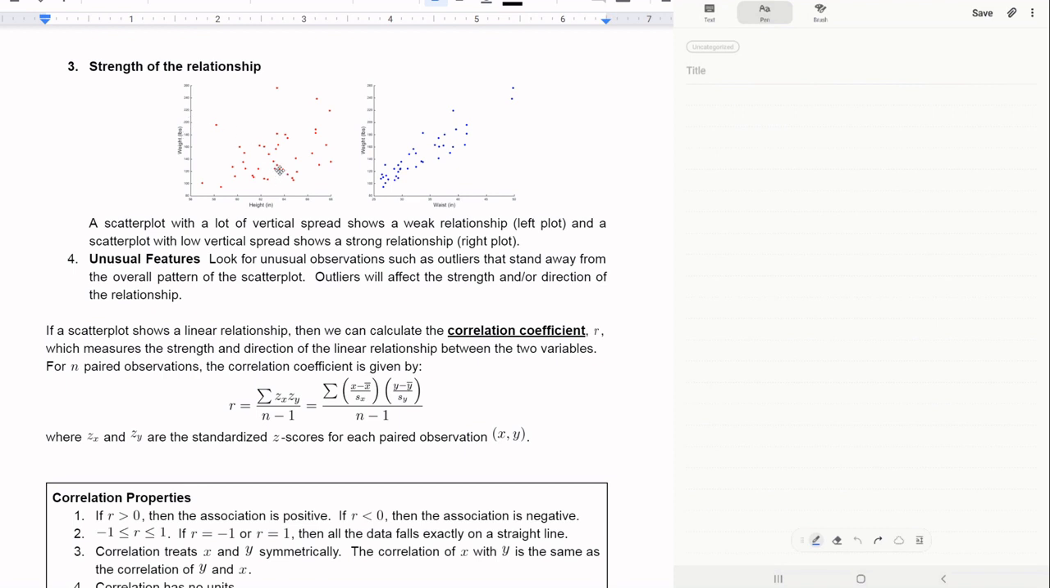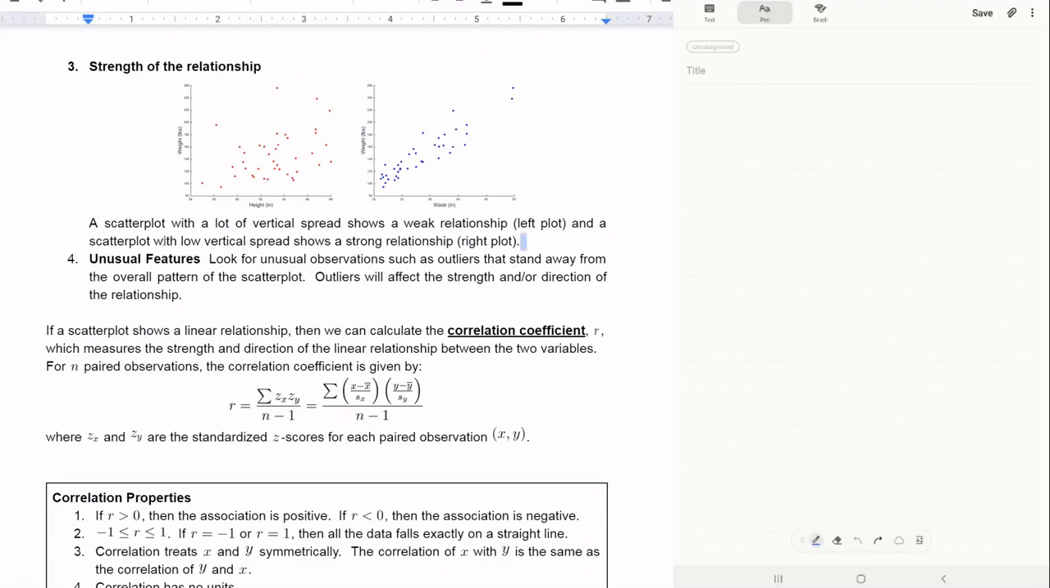And if there's very low vertical spread in the scatter plot, then we have a strong relationship. So over on the right, here we are looking at the plot of the weights versus the waist, and we have a stronger relationship because there is very little vertical spread among the data points.